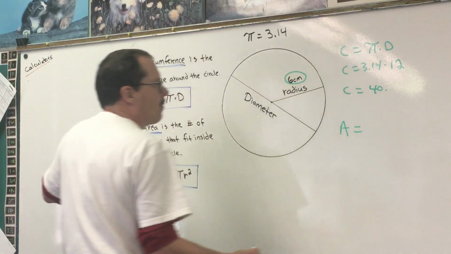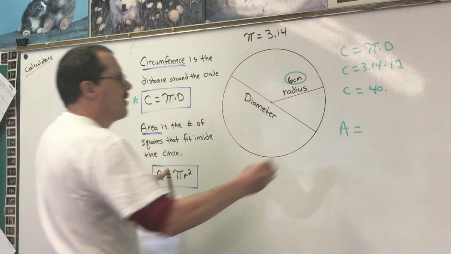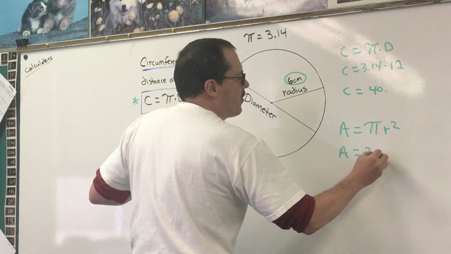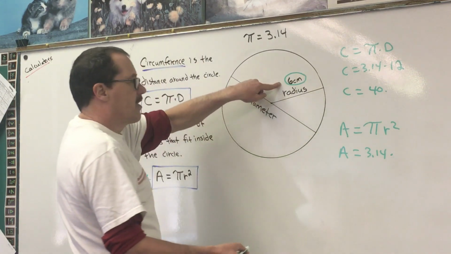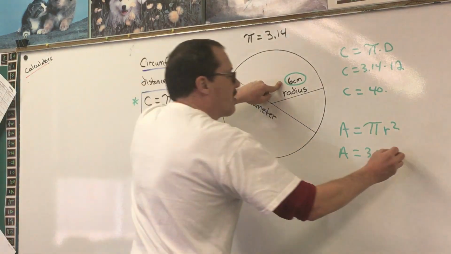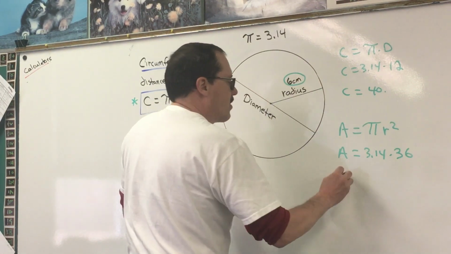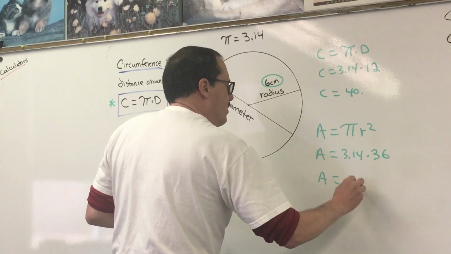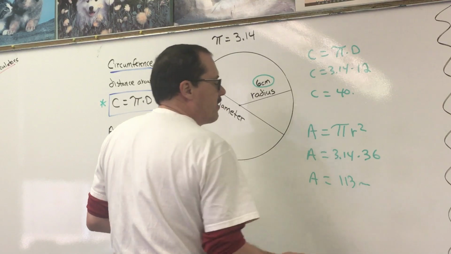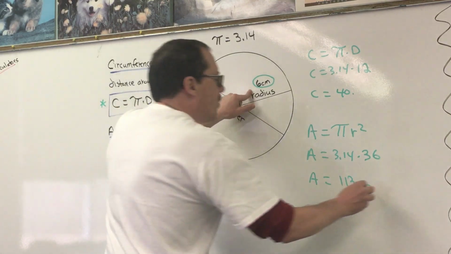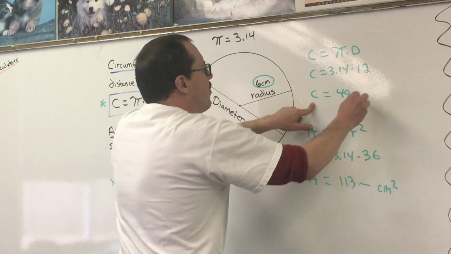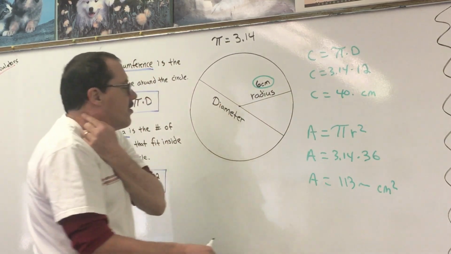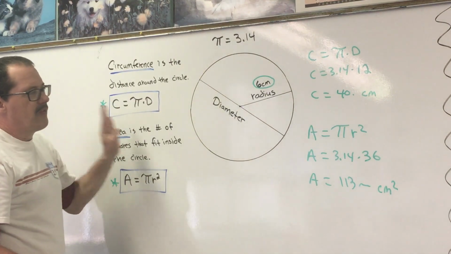A equals pi r squared. We got that memorized. So we put area equals 3.14. The radius is 6, but I have to square it, so 6 times 6 is 36, not 12, 36. A equals, when you go 3 times 36, you're going to get 113 or something like that. That's not the exact answer. We want to put centimeters squared for area, and we want to put centimeters for this. These two are not the exact answer. Plug them into your calculator, and you'll get the exact answer. So that should be review for everybody.